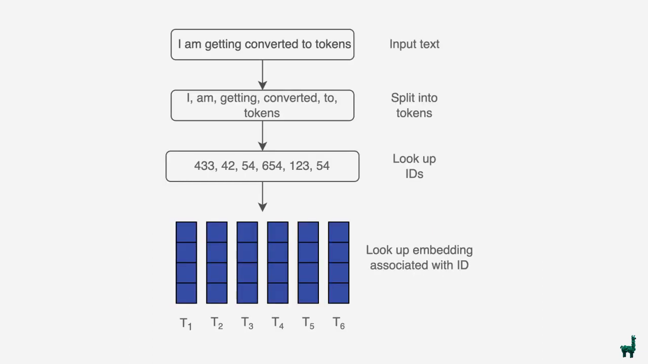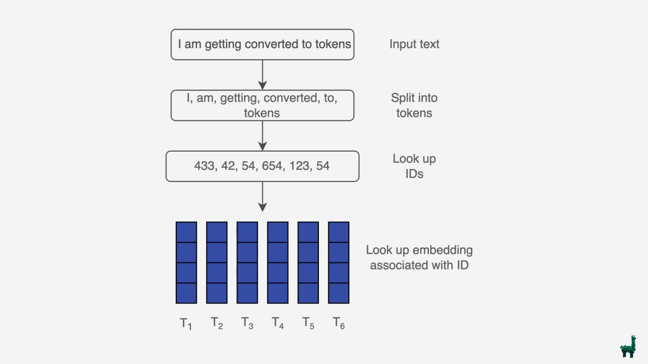And really, high-level, this is exactly what you do. Let's say you have your input text, like "I'm", getting converted into tokens. You simply split it into tokens. Each unique token has an ID associated with it, and you use that ID to go look up a vector that represents that token.